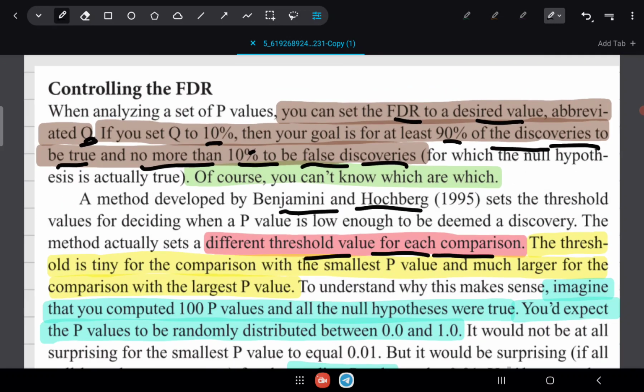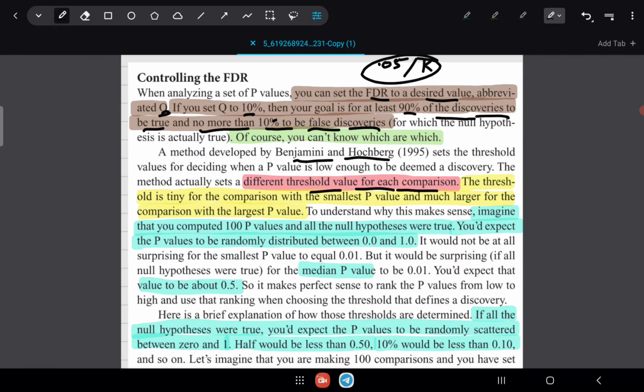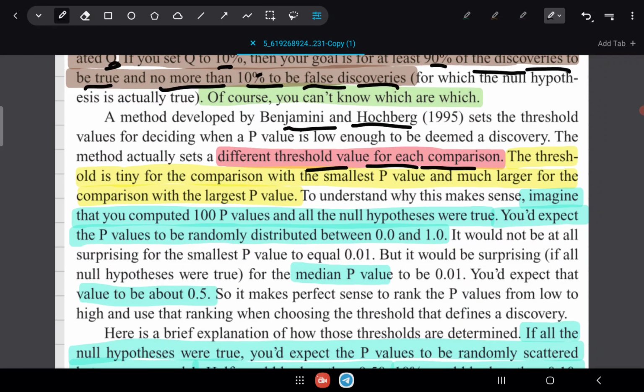If you remember, in Bonferroni correction, we just divide the alpha level, whatever family-wise error rate we want. Let's say we want a family-wise error rate of 0.05, then that will be divided by the number of comparisons, and this will be the same threshold for all the comparisons. But in the case of the false discovery rate, the threshold is actually different for different comparisons. Okay, and how do we decide that?